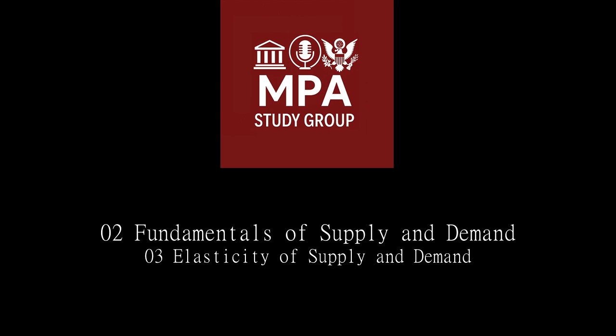Okay. Third. Prices of related goods. This is really key for policy. We split this into substitutes and complements. Substitutes, like Coke and Pepsi.